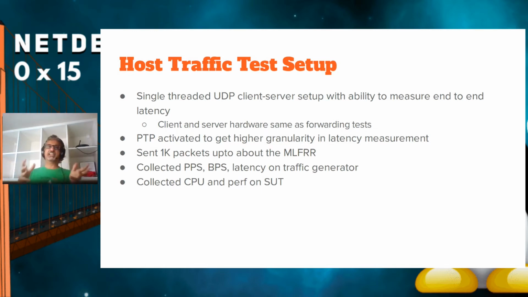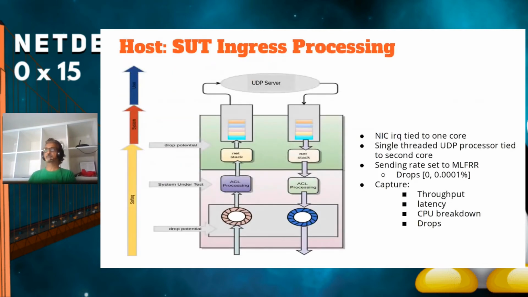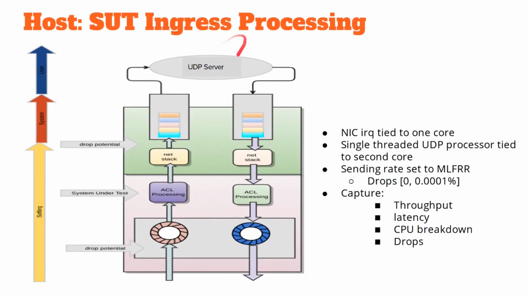We sent about 1K sized packets up to the MLFR, maximum loss-free rate. And we collected the packets per second, bits per second, and latency from the traffic generator on the system under test. We collected CPU and perf just like we did with the forwarding tests. A short reminder of how things look when the packets come into the kernel, into the driver, hit the DMA ring, NAPI starts pulling packets out. Now you're going to hit at some point, I'm abbreviating this, the ACL processing subsystem that we are testing. And it goes all the way up to the stack.